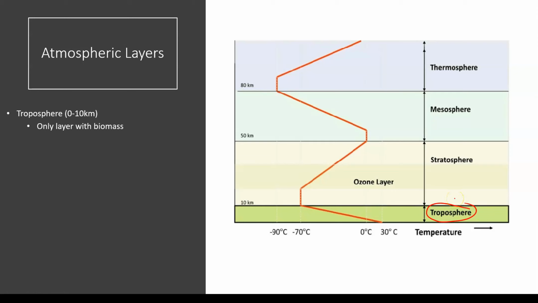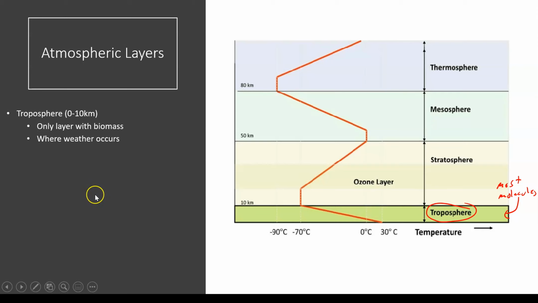All living organisms are in the troposphere. So it is the only layer with biomass. It extends up to about 10 kilometers. Now, even though it looks like the thinnest layer, which it is, most of our molecules are actually in the troposphere. Because again, the density of the atmosphere decreases pretty rapidly as you increase in altitude. So even though it's a relatively thin layer, it's packed full with the majority of the Earth's atmospheric gas molecules.